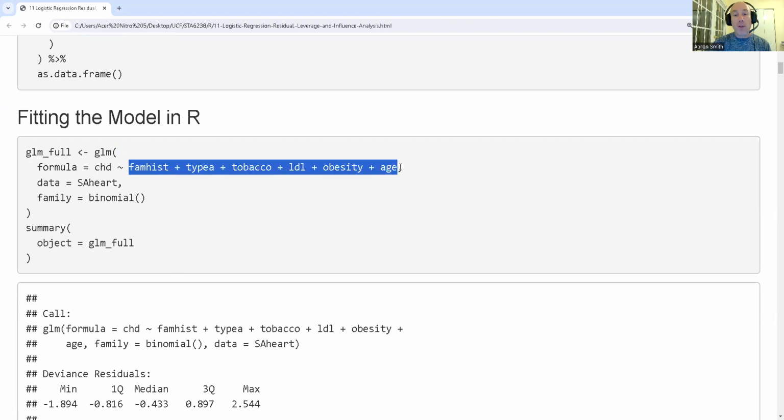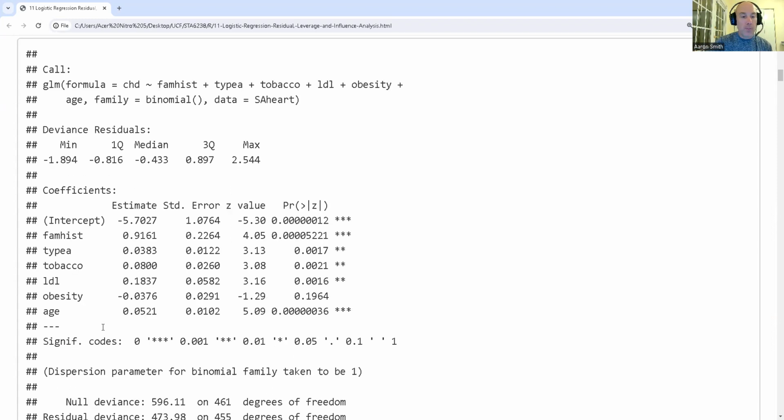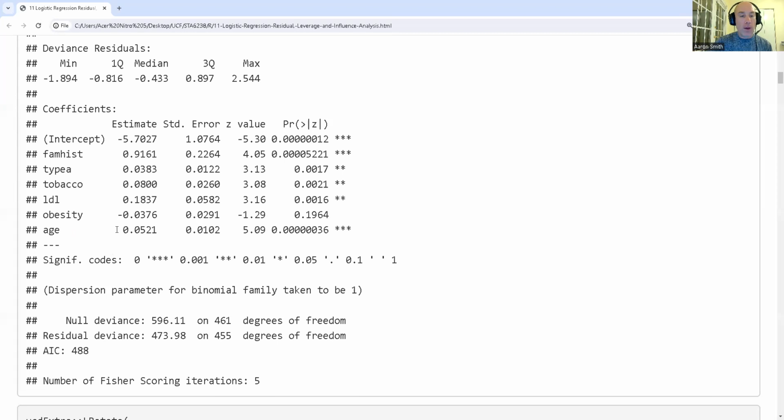I've fit this model a bunch of other times in these videos, so we should be familiar with this. And you can see almost everything is statistically significant. Obesity is not, and it's going to be correlated with the cholesterol and with age on this one. And so, you can see what we got for our model.